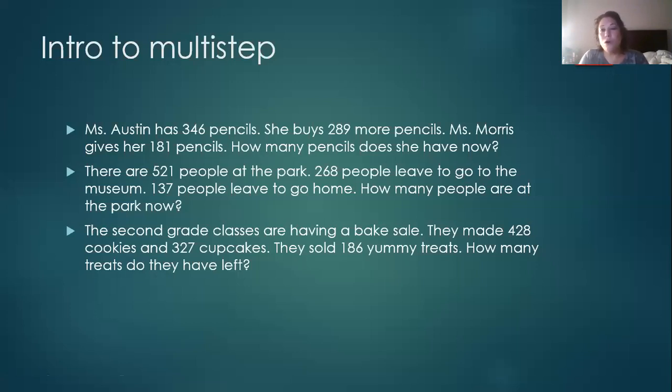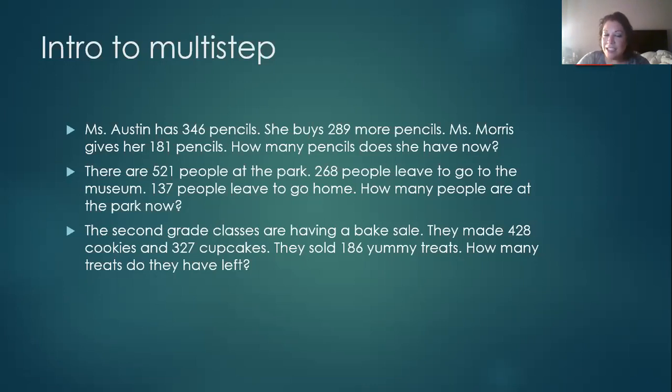So there's more than one thing happening here. I had some pencils, I bought some more. Usually that's all we see, stops there. But now Miss Morris gave me more. So there's really three numbers that are involved there. The second one, there are 521 people at the park. 268 people leave to go to the museum. 137 people leave to go home. How many people are at the park now?